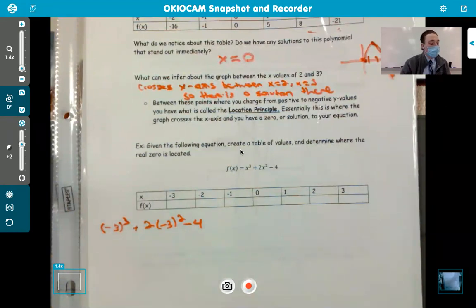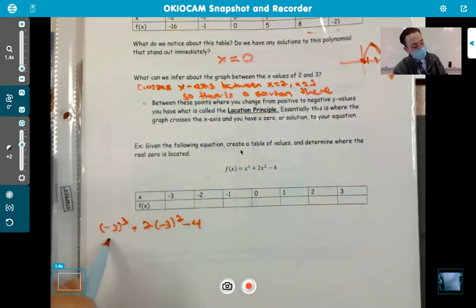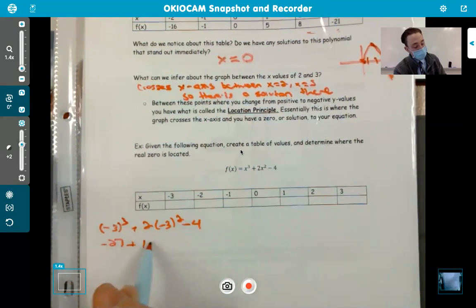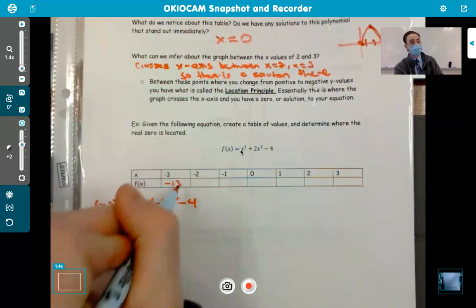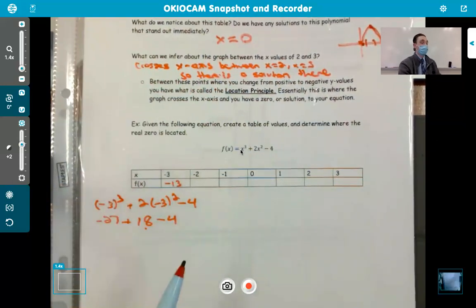Okay. So for example, if I take -3, I plug that in, that's going to give me -27 plus -3 squared is 9 times 2 is 18 minus 4. So when I plug in -3, I have -27 plus 18. That's going to give me -9 minus 4 gives me -13. All right. So I'd want to go through and fill in all of my y values based on plugging in these x values that are given to me.